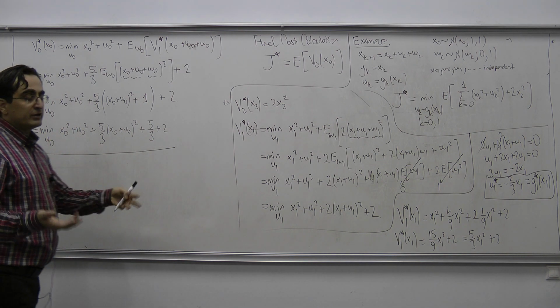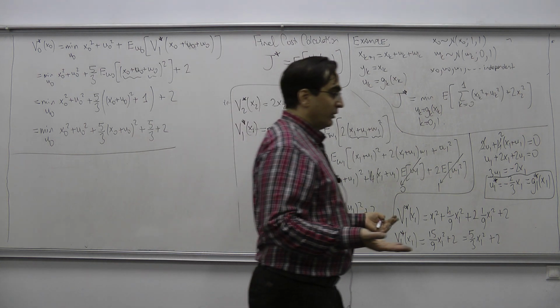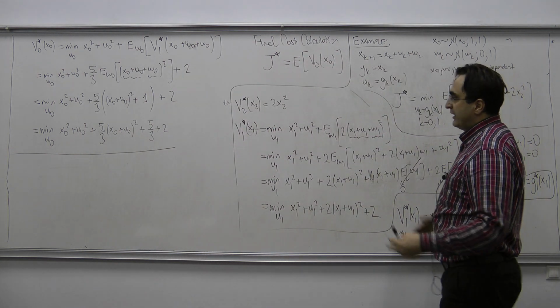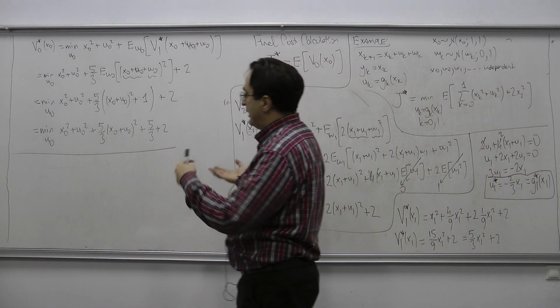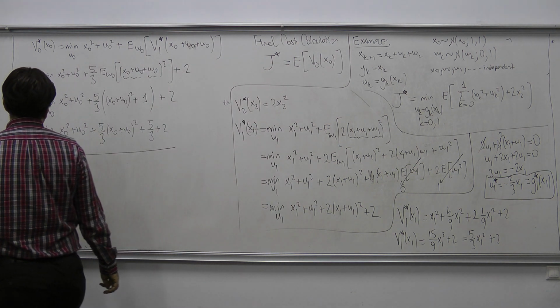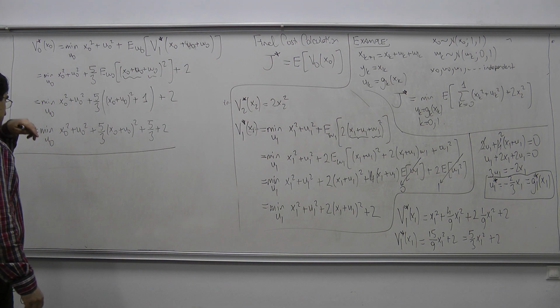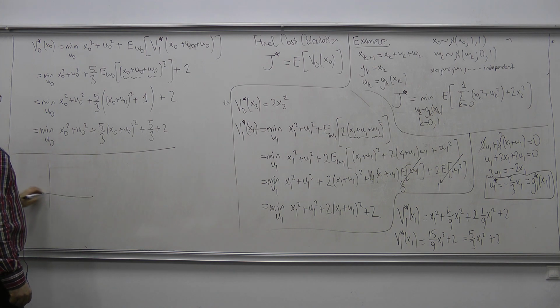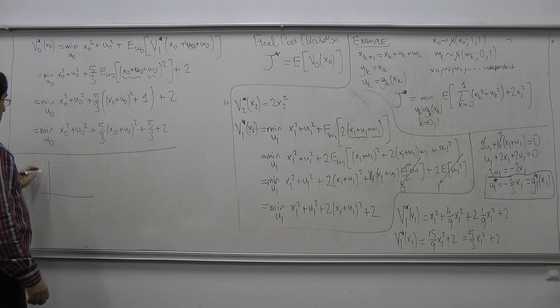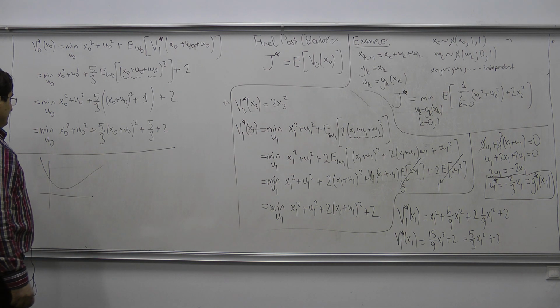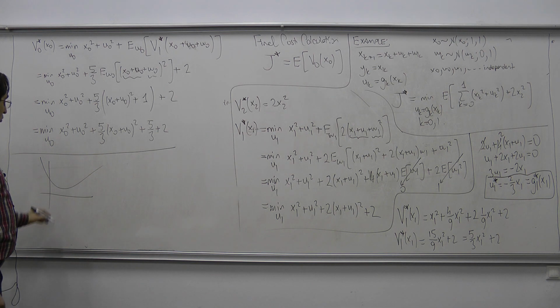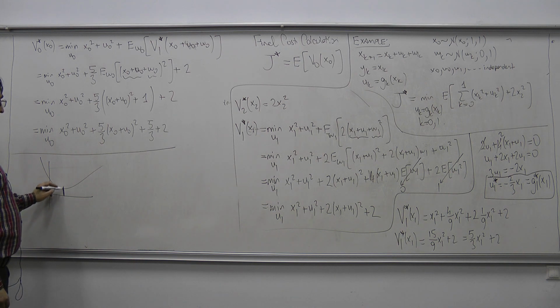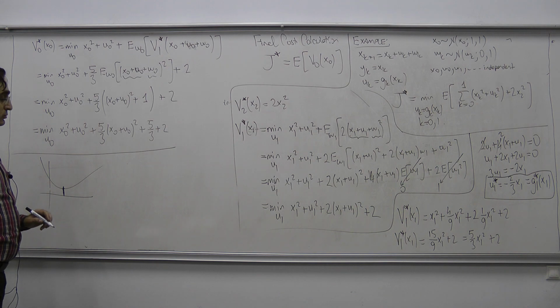Here again, I don't have any constraints on u0. That means that taking the derivative with respect to u0 and equating the result to 0 would be sufficient for finding the optimal u0. So when this is a quadratic function, okay? If you don't have any constraints, a quadratic function is minimized at the point where its derivative is equal to 0.